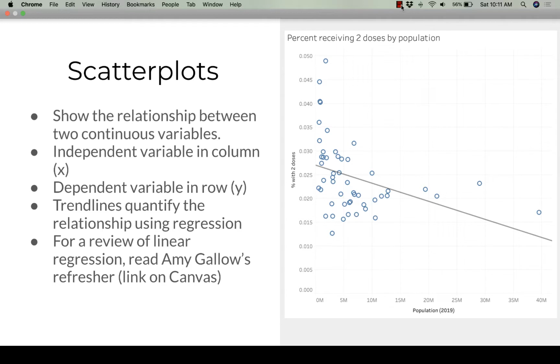Scatter plots are usually one of the first things we do when doing linear regression. And if we're translating linear regression into Tableau, we take our independent variable, what we would normally put on the x-axis, and we'll put it in the column field. The dependent variable, which is our outcome variable that we place on the y-axis, goes in the row field. And that trend line can quantify the relationship using linear regression. If you need a refresher on linear regression, I suggest you read Amy Gallo's refresher on linear regression. If you're in my class, there's a link on Canvas. If not, a Google search will help you find it.